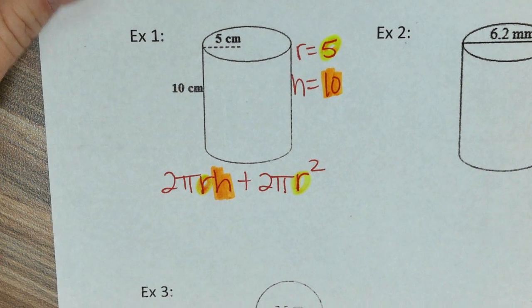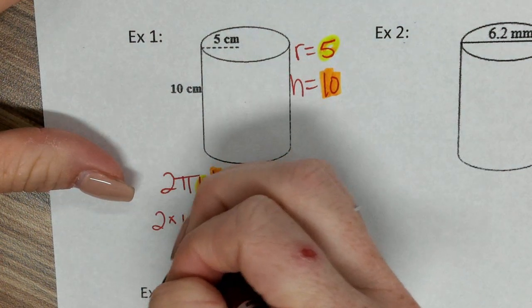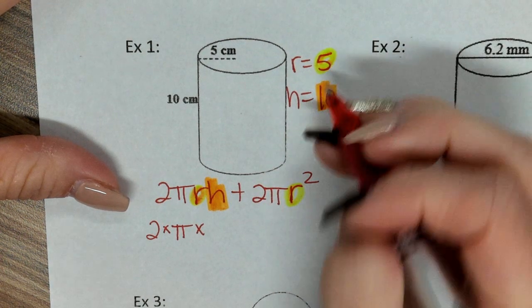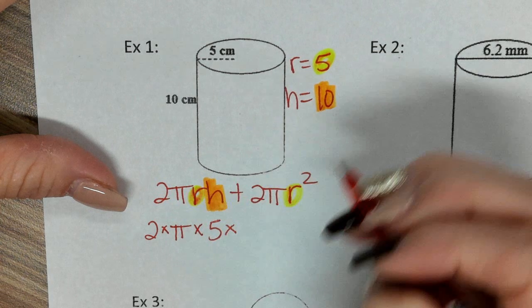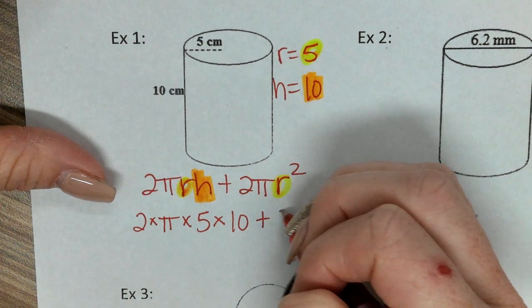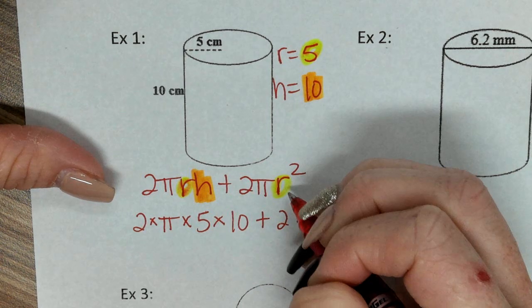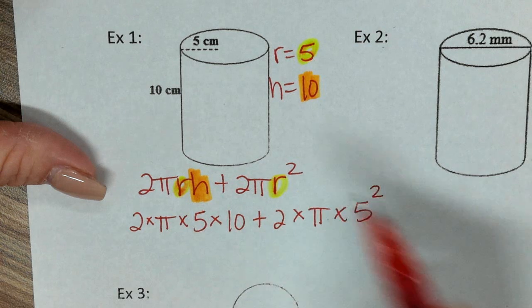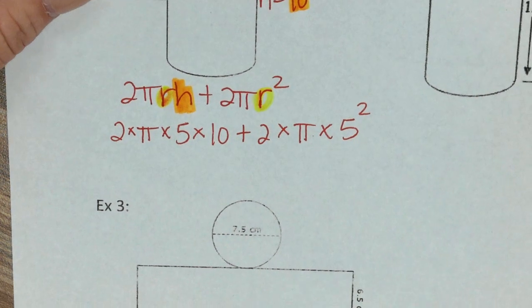All right, so here we go. 2 times pi times, instead of r, what do I write? 5 times, instead of h, what do I write? Plus 2 times pi times, instead of r, what do I write? And then I write it to the second power. And I'm going to let my calculator do this.